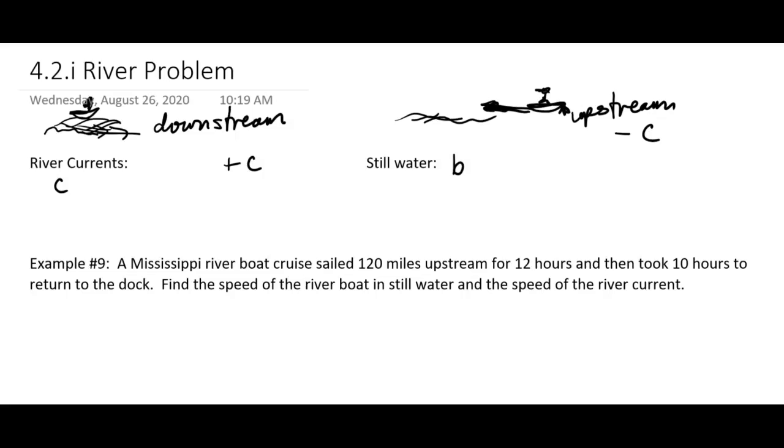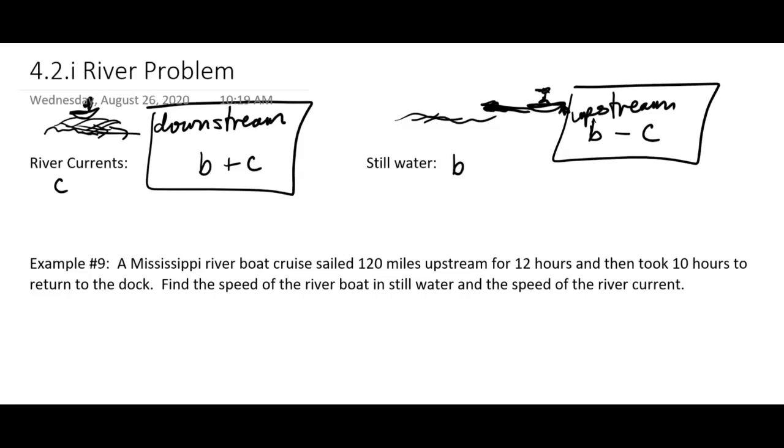So when you're going downstream, it's B plus the rate of the current. And when you're going upstream, it's B minus the rate of the current. So let's say the boat in still water is 20 miles per hour, and let's say the current is 4 miles per hour. It's a really fast current. I don't really know.